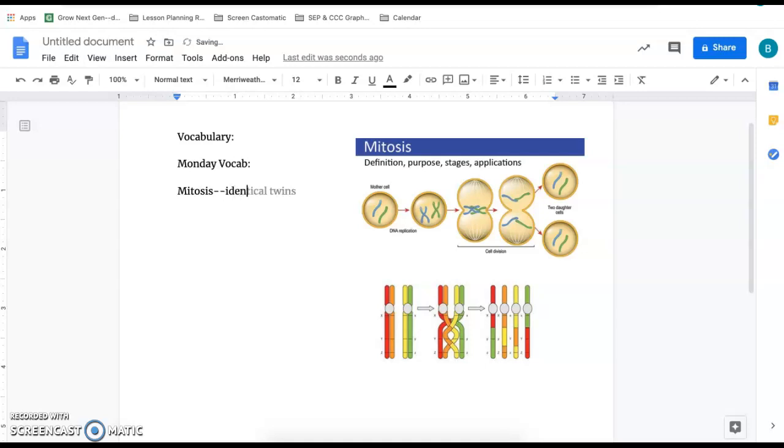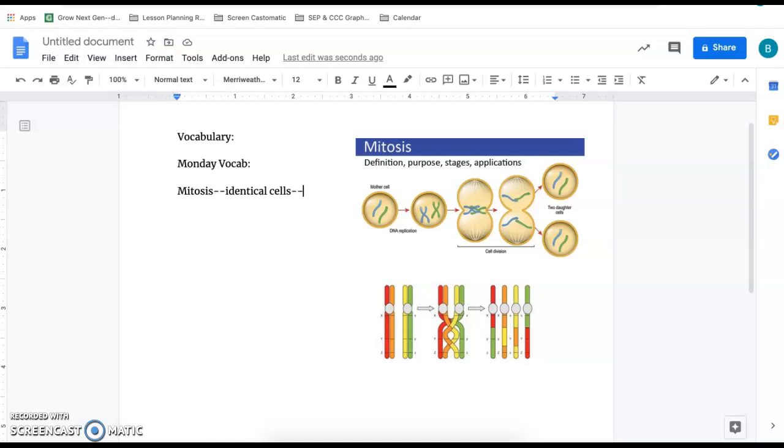Mitosis creates identical cells. Okay, mitosis makes exact copies of each other, so things like your skin cells, your different organ cells, they basically constantly make exact copies of each other. So when you have your dead skin cells, your body gets rid of those all the time, so your body has to replace those skin cells. So it works by way of mitosis to create those identical cells.